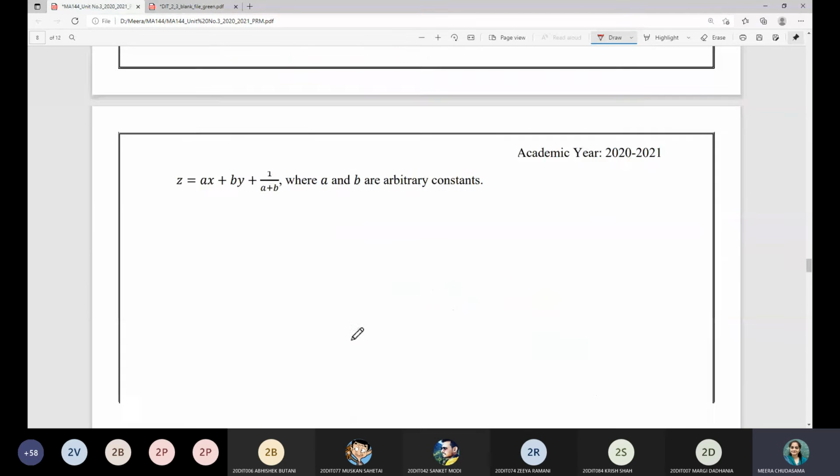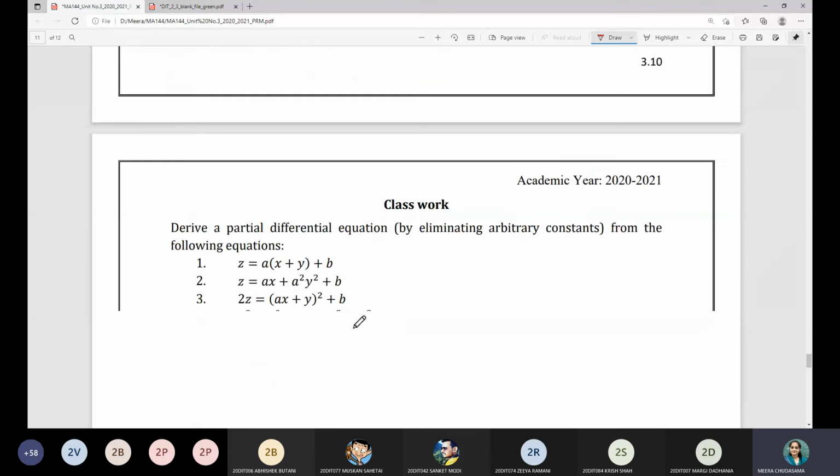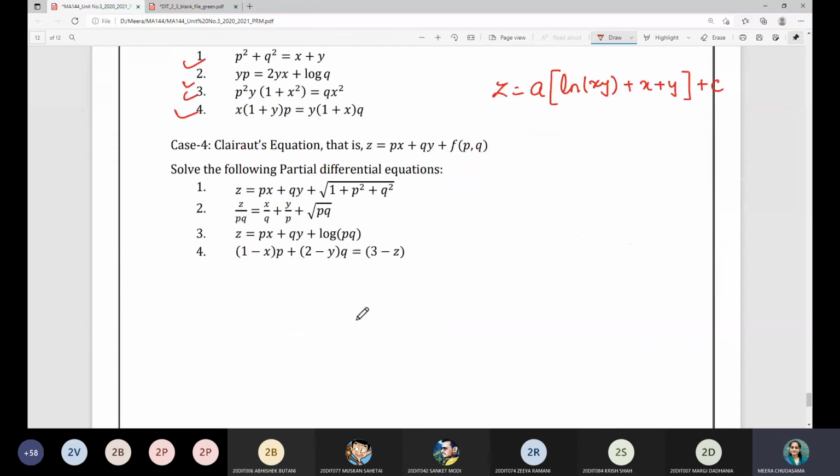Quickly, let me go to the examples of it. Yes, this one is already given in the standard form. See, z is equal to px plus qy plus some function of p and q. So what will the answer be? Now tell me, you can directly tell the answer. ax plus by, yes, ax plus by plus under root 1 plus a square plus b square. That's it.